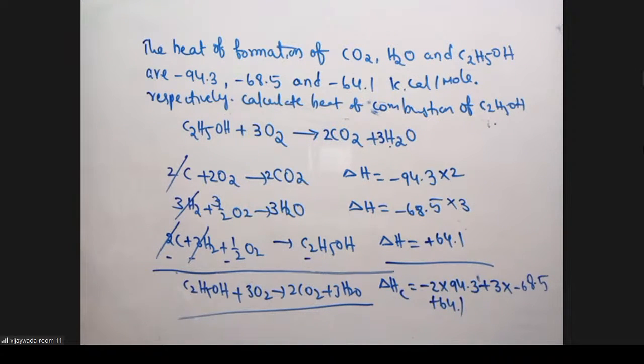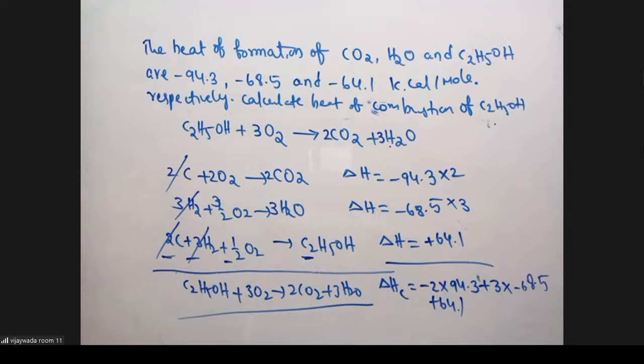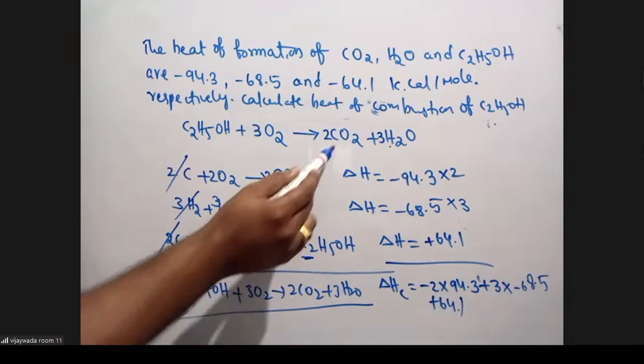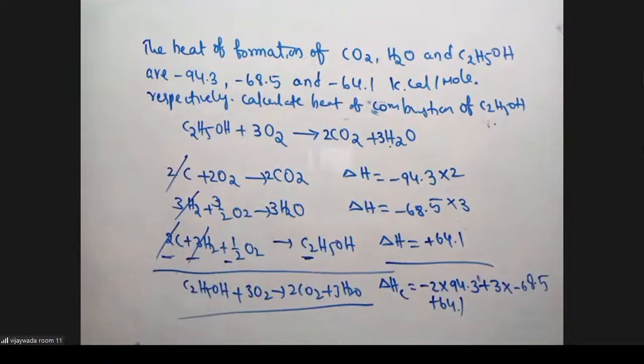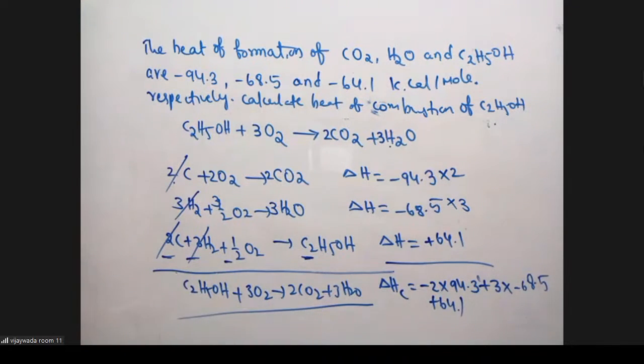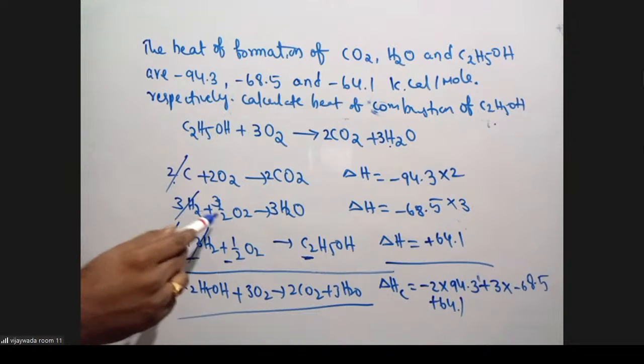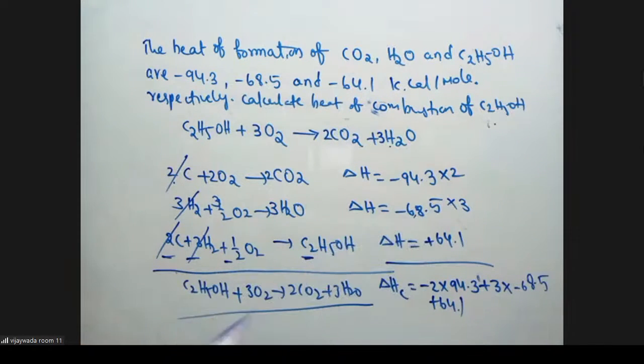If you reverse this equation, this will be negative, negative, negative, positive. I need 2 carbon dioxide, but here only 1 carbon dioxide. Multiply with 2. I need 3H2O, but here only 1 H2O. 3H2, 3 by 2 O2, 3H2O, multiply by 3. Now add all these equations. Everything will cancel except these values. And add all these values. Are you getting?